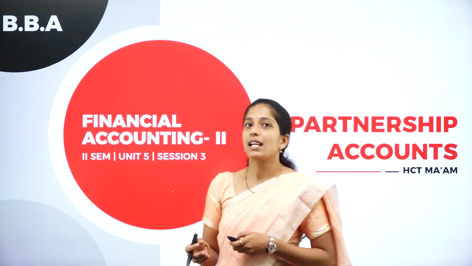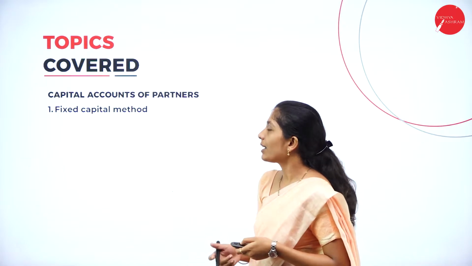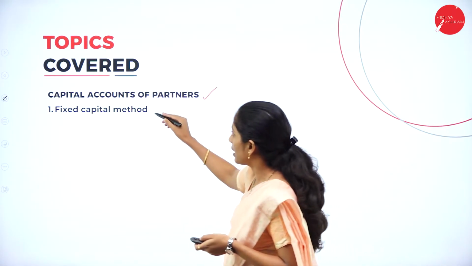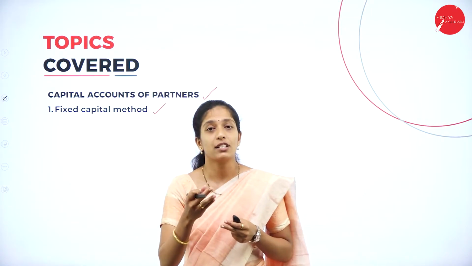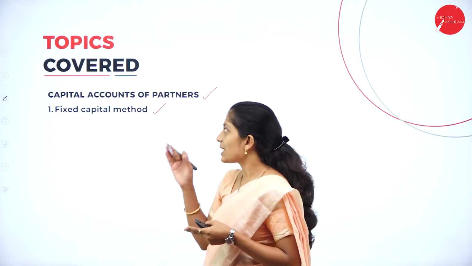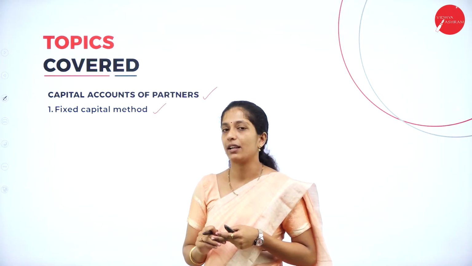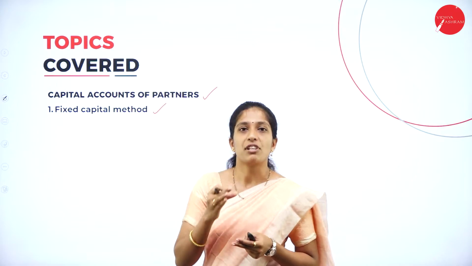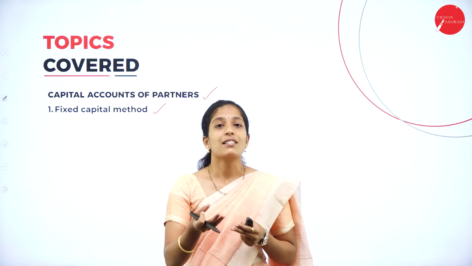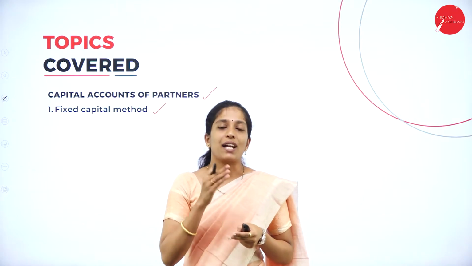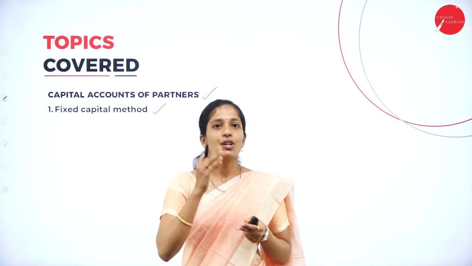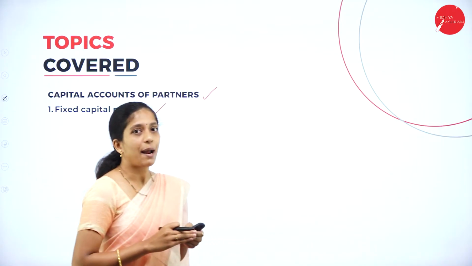So my dear students, in our previous session, we have learnt the capital account of partner under the fixed capital method. I have told there are two methods to maintain capital account, that is fixed capital method as well as fluctuating capital method. In my previous session, we discussed in detail what this fixed capital method is, its format, and we solved a simple problem on it. So we shall recall what this fixed capital method is.